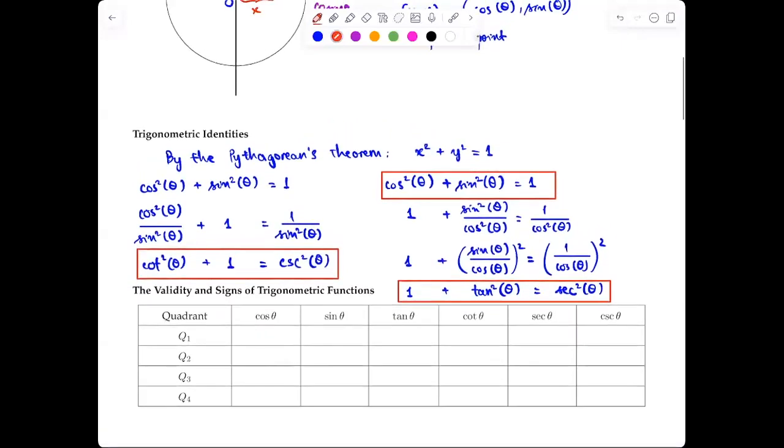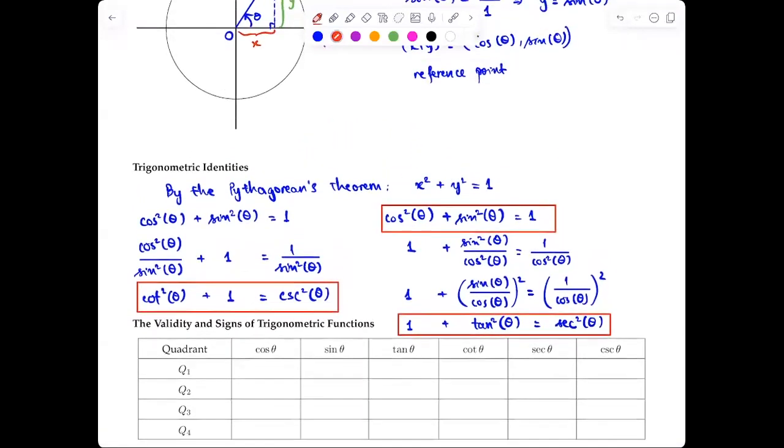Okay, next. Because eventually we're going to work with reference points on the unit circle, and the points always consist of x and y, or cosine of theta and sine of theta. Often we really want to know the sign of cosine of theta and the sign of sine of theta. See that really fast sometimes.